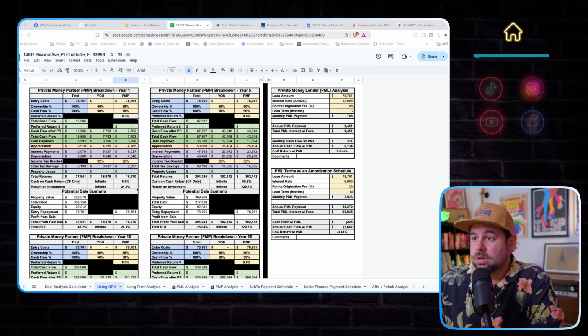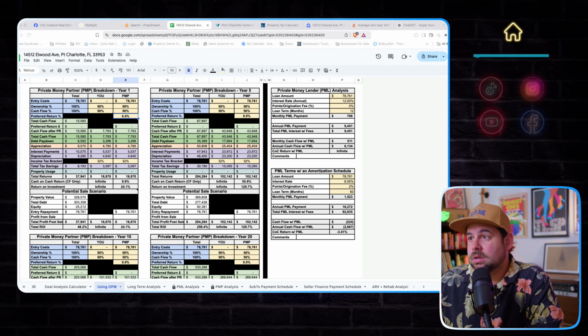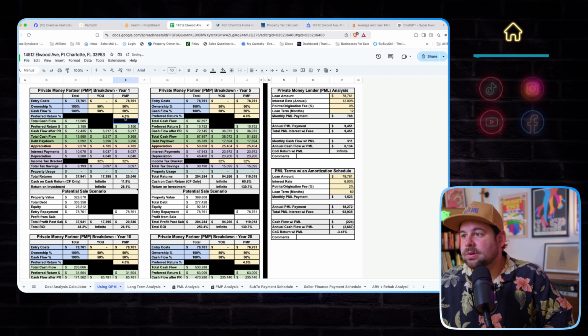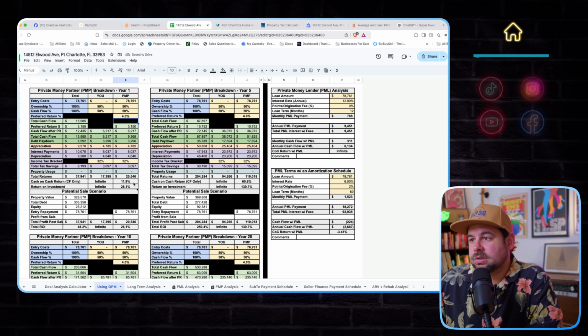So we got, let's see here, 50-50. This is for a private money partner. The cash flow is, the partner's going to be making almost $8,000 a year. And then their cash on cash return just from the cash flow is around 9.9%. And if we want to get that up a little bit, we can do a preferred return, get your cash on cash return a little bit higher.